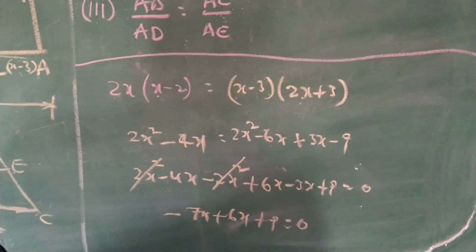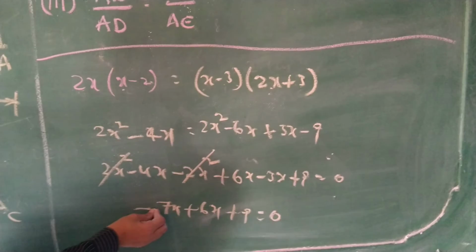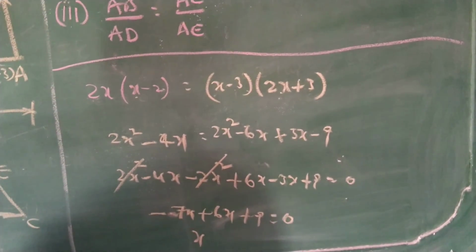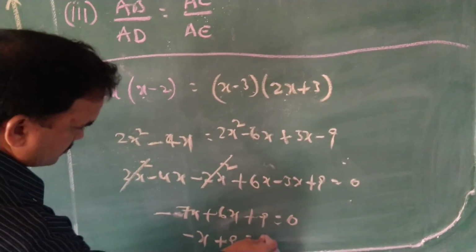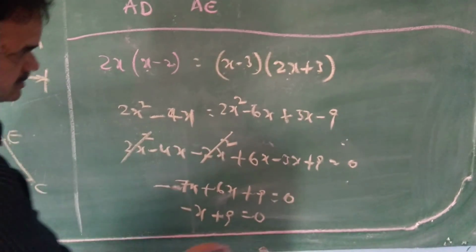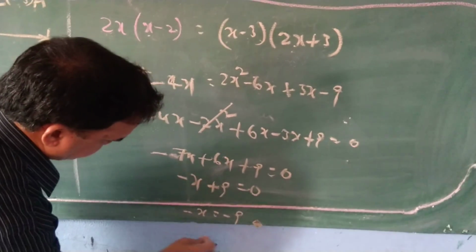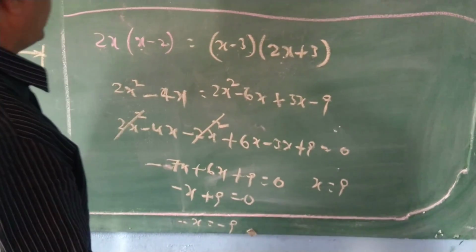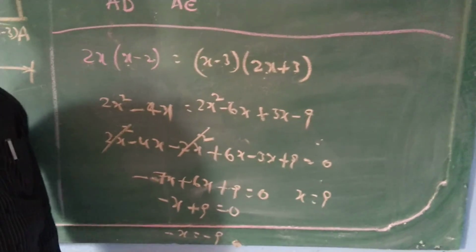Here you see minus 7x plus 3x, minus x plus 9 is equal to 0. Here minus x is equal to minus 9. X is equal to 9. The x value is 9. Therefore, x is equal to 9, you write. Over.